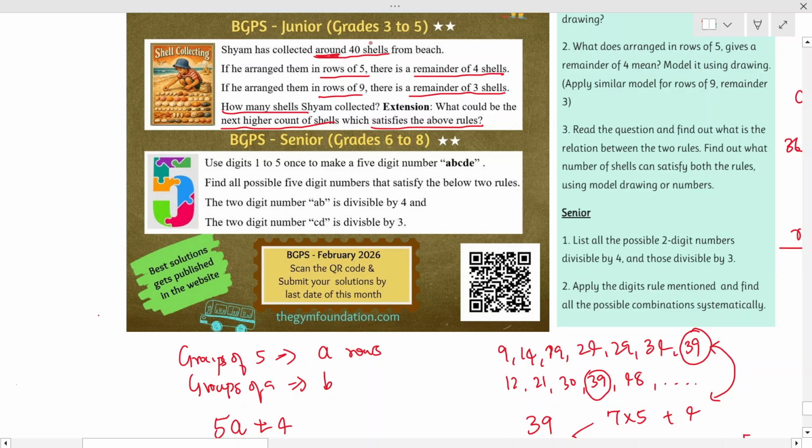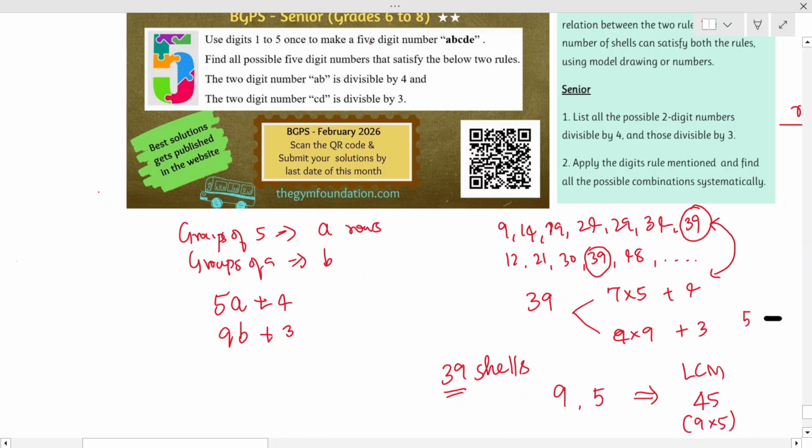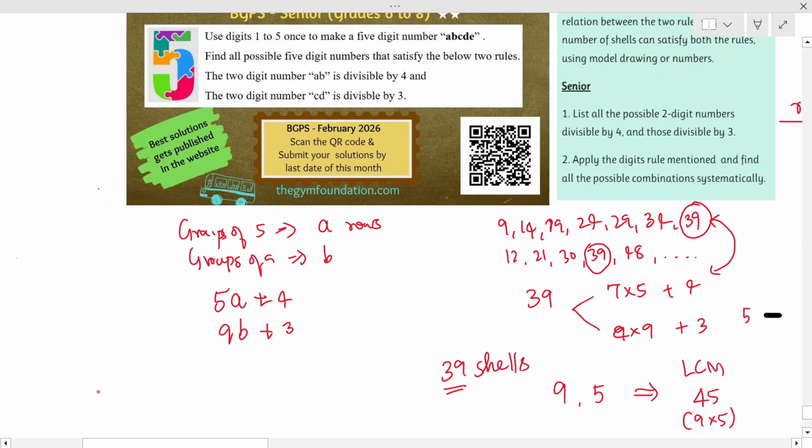And very importantly, is it a different set of shells that they are grouping in groups of 5 and 9? No. We are using the same collected shells, around 40. We don't know how many exactly. In groups of 5, it is remainder 4, and in groups of 9, it is remainder 3. So the group of shells remains the same, and you are arranging it in a different manner, in groups of 5 or in groups of 9.